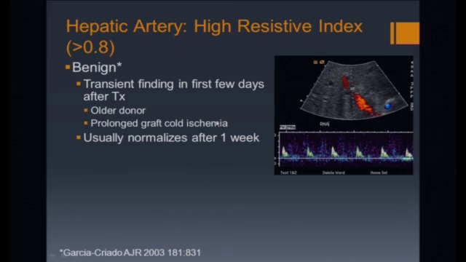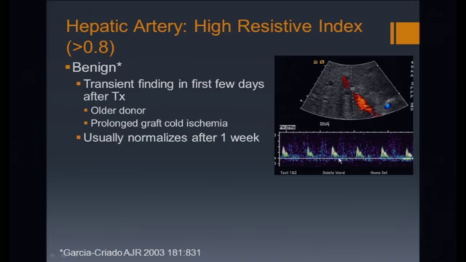So we've seen that a low resistive index may be a sign of hepatic artery stenosis. What about a high resistive index? Well, that can mean one of two things. It is more commonly a benign finding. It is a transient finding that is often seen in the first few days after transplant and is associated with an older donor or prolonged graft cold ischemia. That's to say, the liver has been in a box for a substantial time after it's been harvested before it's transplanted to the recipient. And this usually normalizes after 1 week.